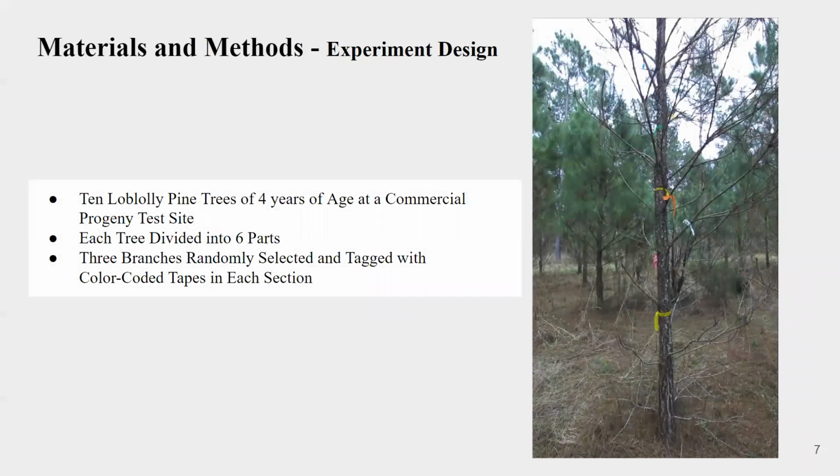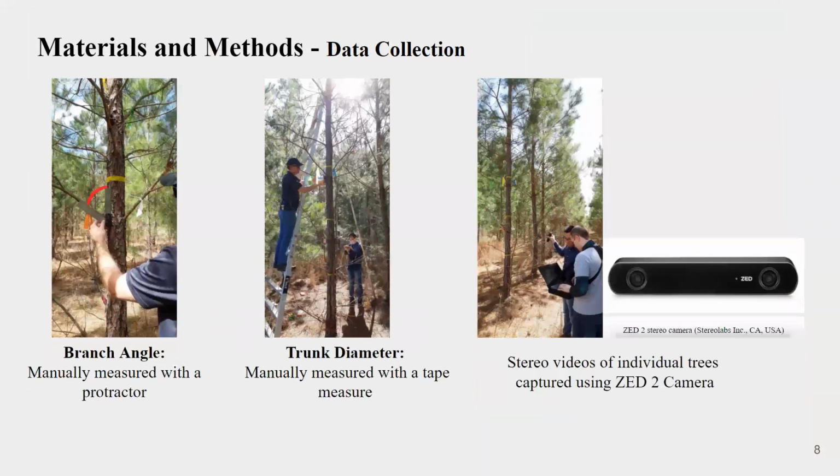As part of our dataset development, 10 loblolly pine trees were randomly picked in a progeny test at a commercial nursery in Georgia. Each tree is divided into 6 sections. In each section, 3 branches are chosen at random and labeled with color-coded tabs. To record stereo videos of individual trees, a portable Z2 stereo camera was used. 4 videos were collected from 4 different viewpoints around the tree.